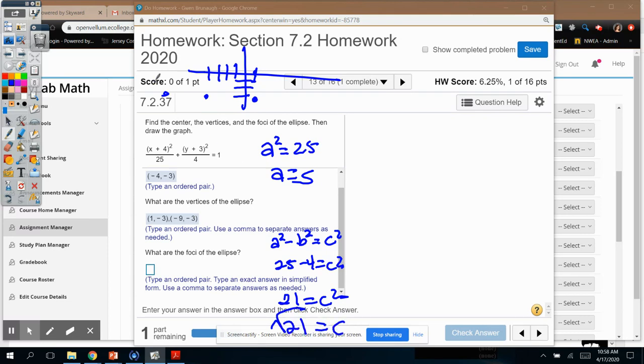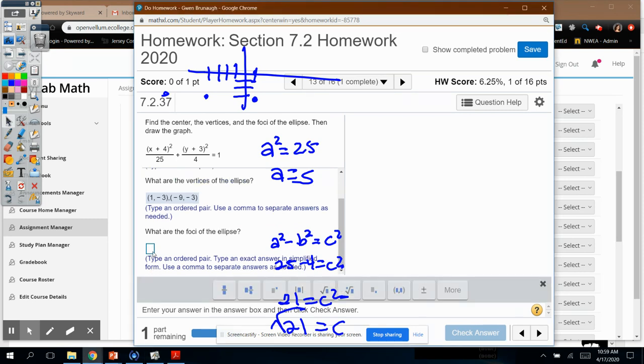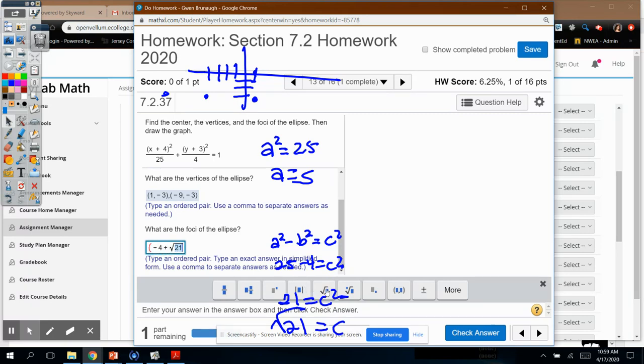Now, I don't need to know this, but the square root of 21 is about 4.5. So I'm going to go this way and this way, square root of 21. So I was at negative 4. It'll look just like the center still because I was at negative 4, but I'm going to add the square root of 21, and I'm still down 3. I'm also going to have to subtract it to get to the other side. I'm still down 3.